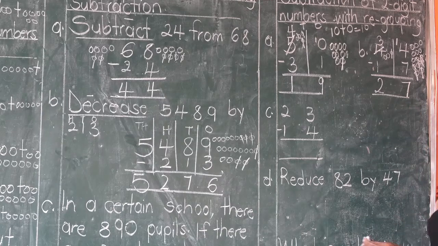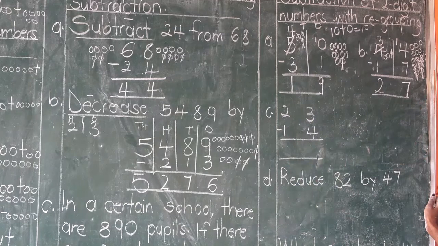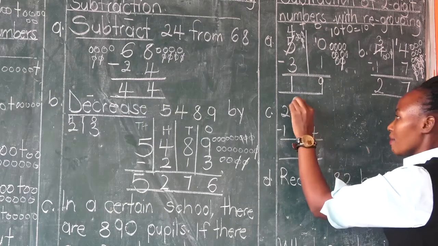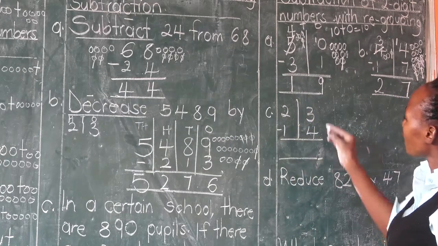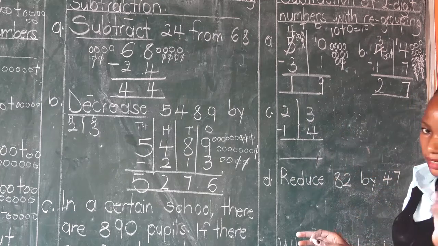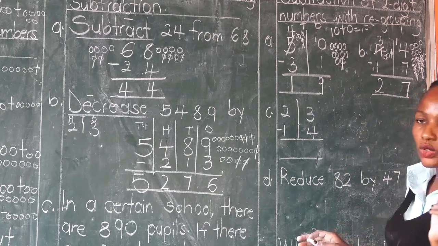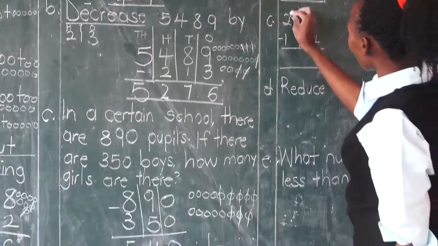Then here we have 23 take away 14. The line in the middle first. Come to ones. When I look at ones, we have 3 take away 4. Still, we shall say that is impossible. What are we going to do? We are going to go to the next place value, which is the tens.